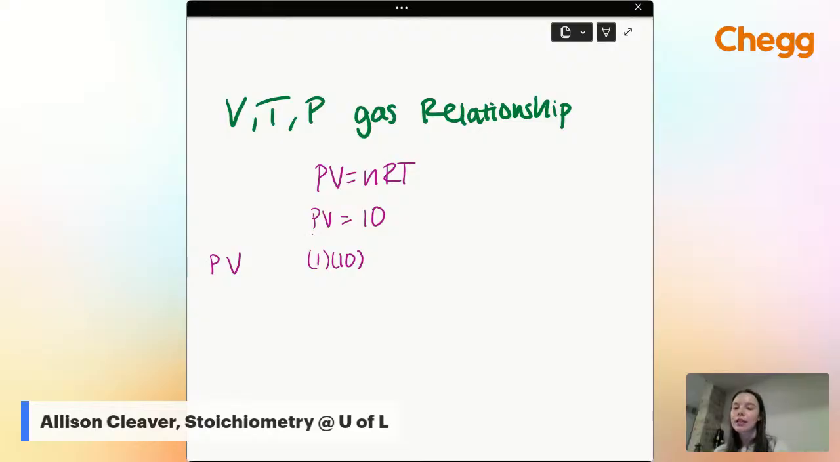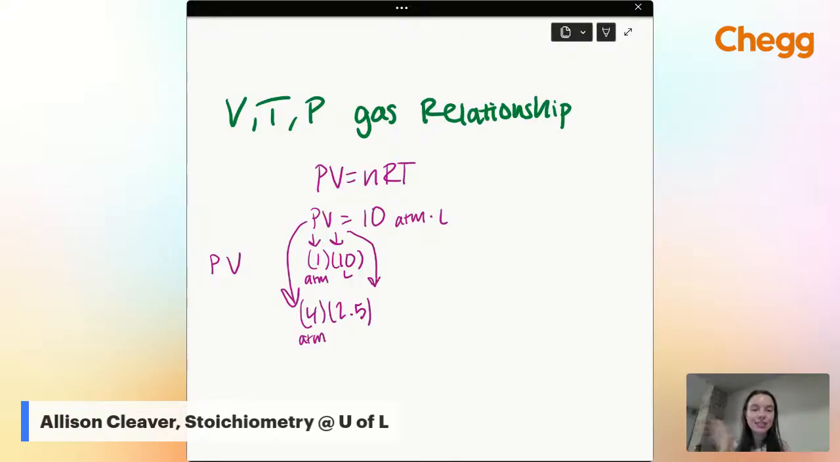Now, let's say I increase my pressure. So let's say I move my pressure up to 4. And if you need units, we can do 4 ATMs. And we've got 10 ATM liters on the right side. And then if I have 4 as my pressure, to get that 10 still on the right, I'm going to have to make volume 2.5.